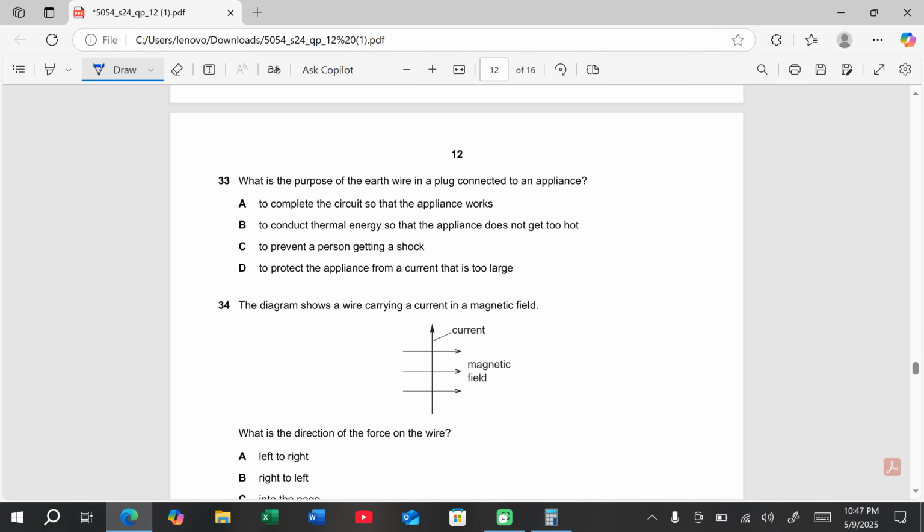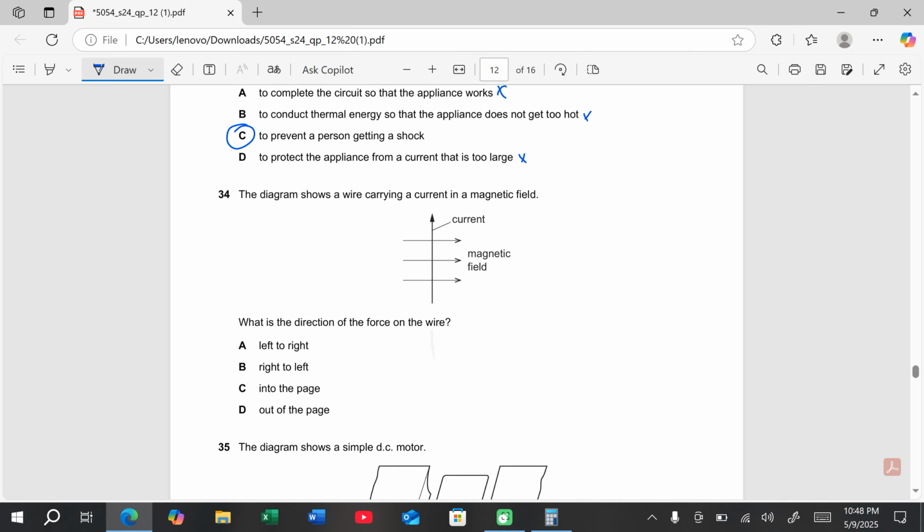What is the purpose of the earth wire in the plug connected to the appliance? To complete the circuit so the appliance works, that's for neutral. To conduct thermal energy so that the appliance does not get hot, that's wrong. That is done by the insulation. To prevent the person getting a shock, that's the correct answer. To protect the appliance from a current that is too large, that is not correct, because the fuse prevents it.